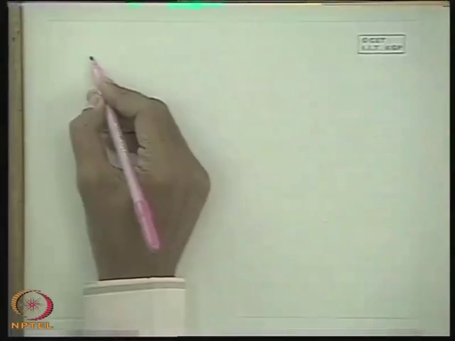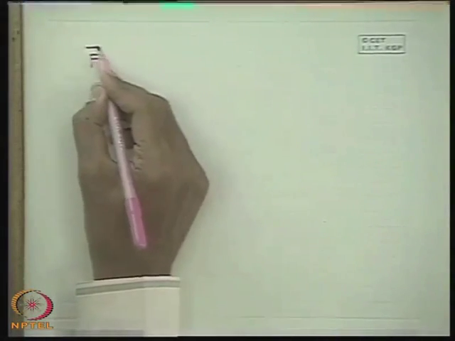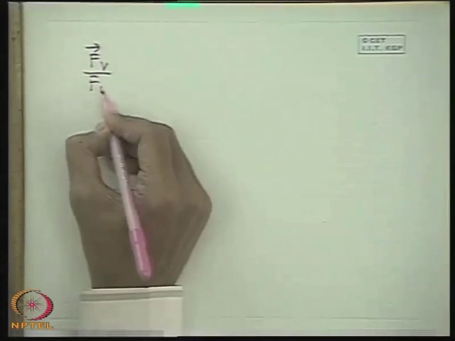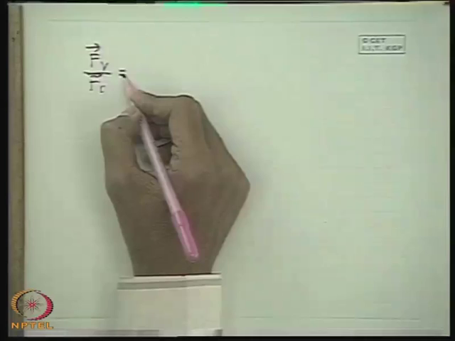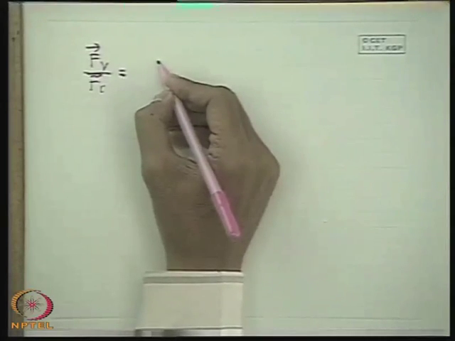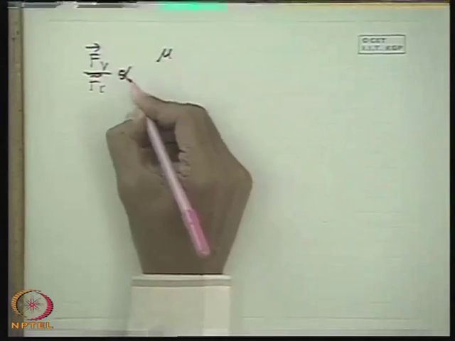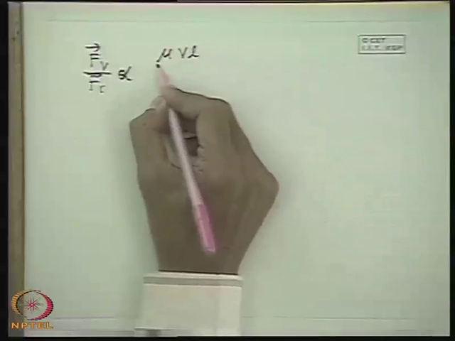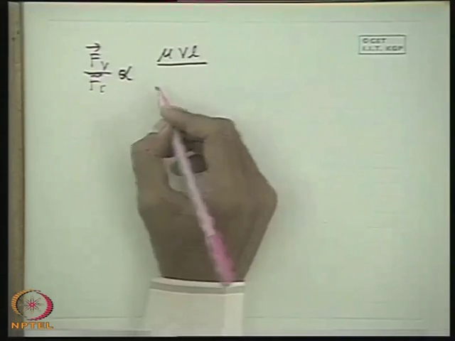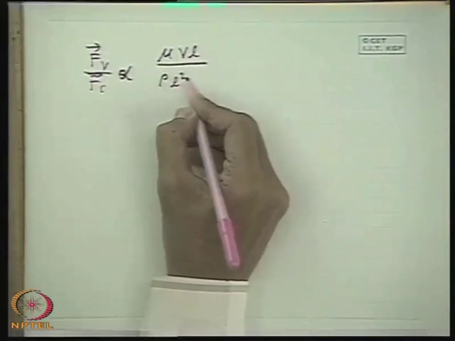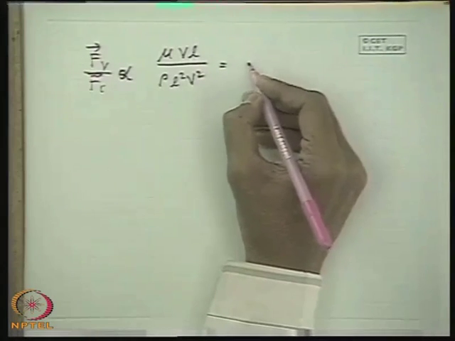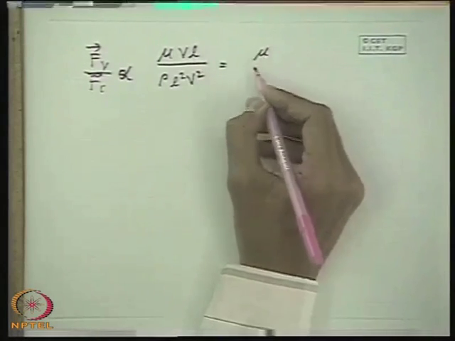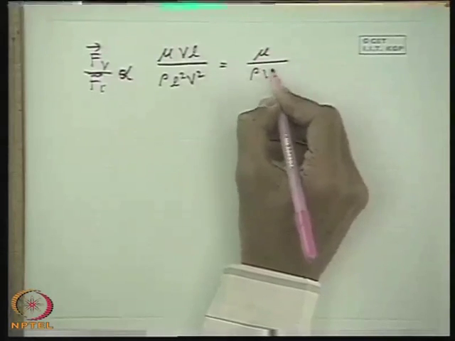Okay. So if we try to find out the ratio of viscous force by inertia force, what is this? You see your note, the viscous force is proportional to mu V L divided by the inertia force, rho L square V square. So this will be simply mu by rho V L.